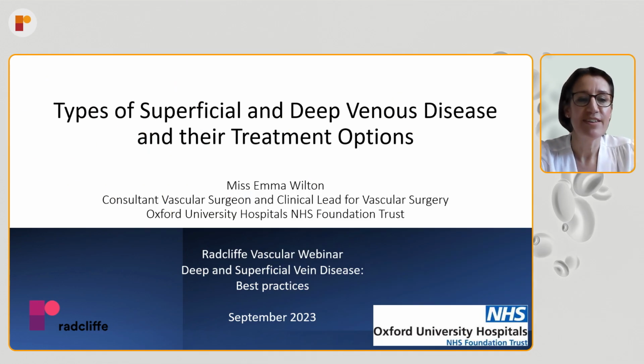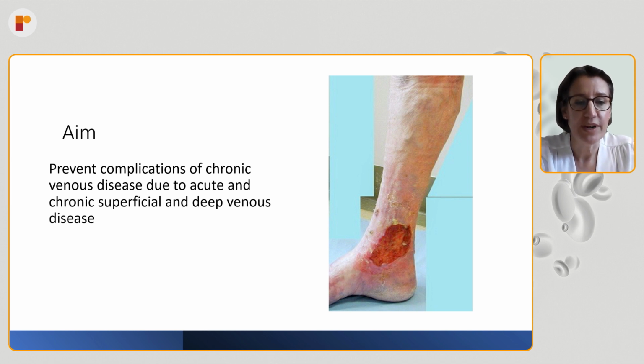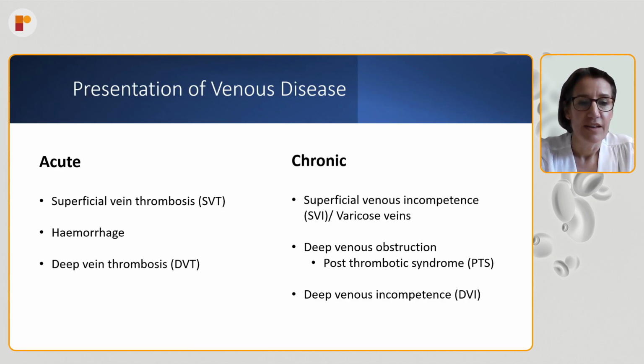So thank you very much. So yes, we're going to talk about types of superficial and deep venous disease and their treatment options. Obviously the reason we're trying to treat these patients is to prevent complications of chronic venous disease due to acute and chronic superficial and deep venous disease, and in the worst case, to prevent ulcer formation. So venous disease can be categorized into both acute and chronic presentations, and we'll just cover these in the talk today.